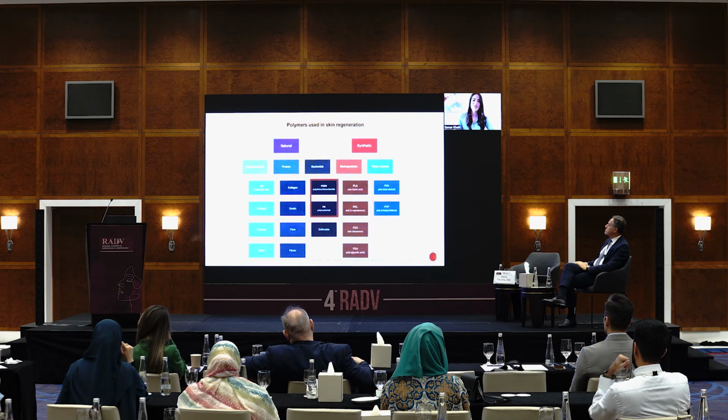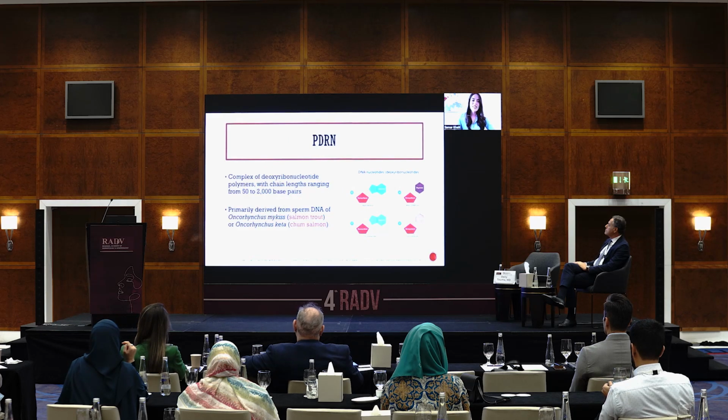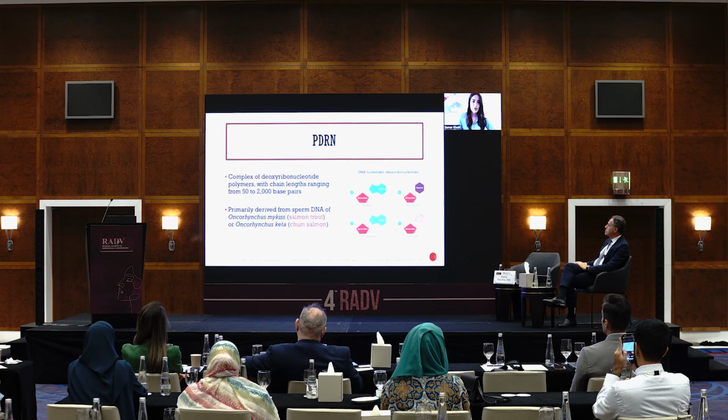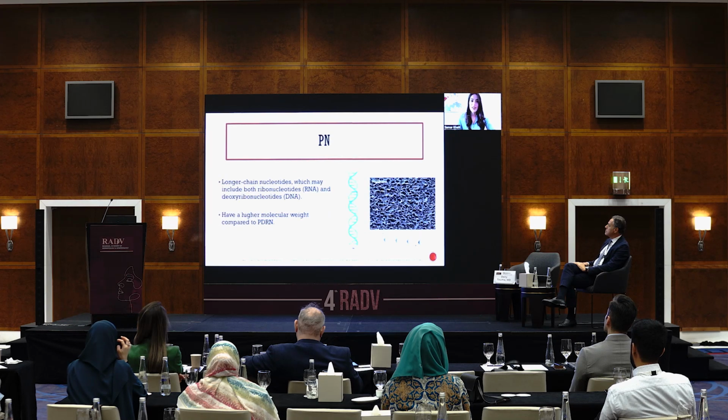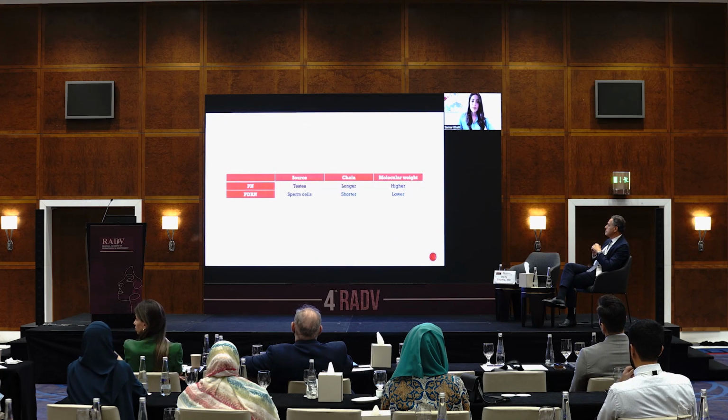So PDRN is a complex of deoxyribonucleotide polymers with chain lengths ranging from 50 to 2,000 base pairs. It is derived from the sperm DNA of salmon. PN, on the other hand, has a longer chain, and it may include both RNA and DNA, and it has a higher molecular weight. Here we have a table comparing both because I really wanted to see the difference between both.